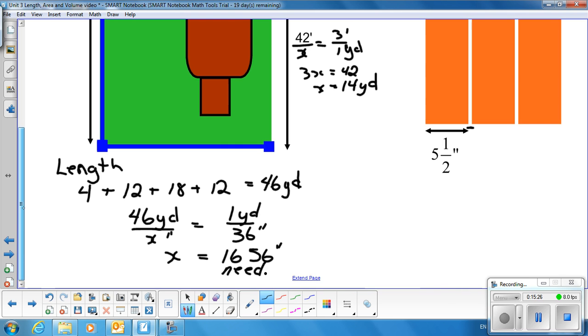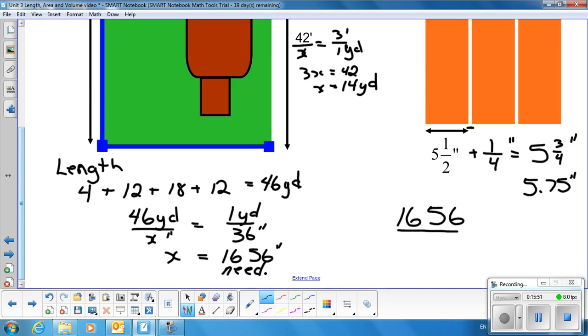To figure out how many boards we need, we allow for the 5.5 inch board plus the 1/4 inch gap. And so we have 5 3/4 inches per board. This is the same thing as 5.75 inches. So we're going to take the total amount of fencing that we need, divide it by the 5.75 or 5 3/4 inches per board, and this gives us 288 boards are needed. Therefore, she did not order enough.